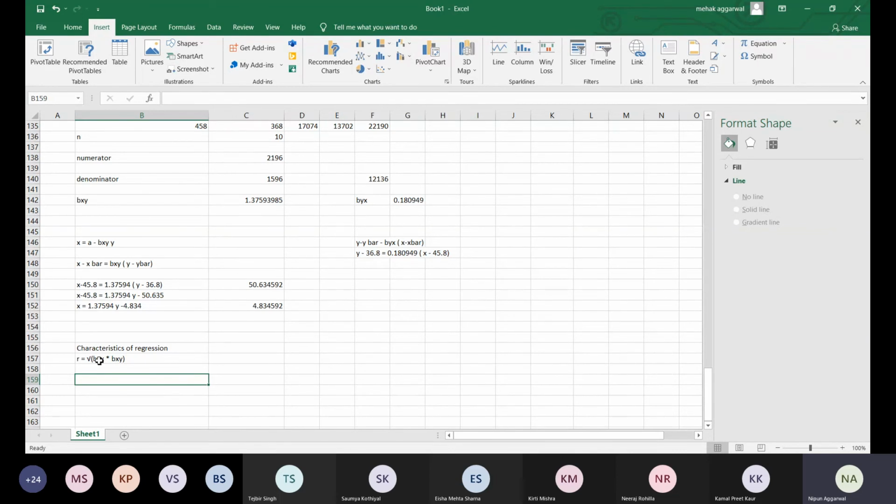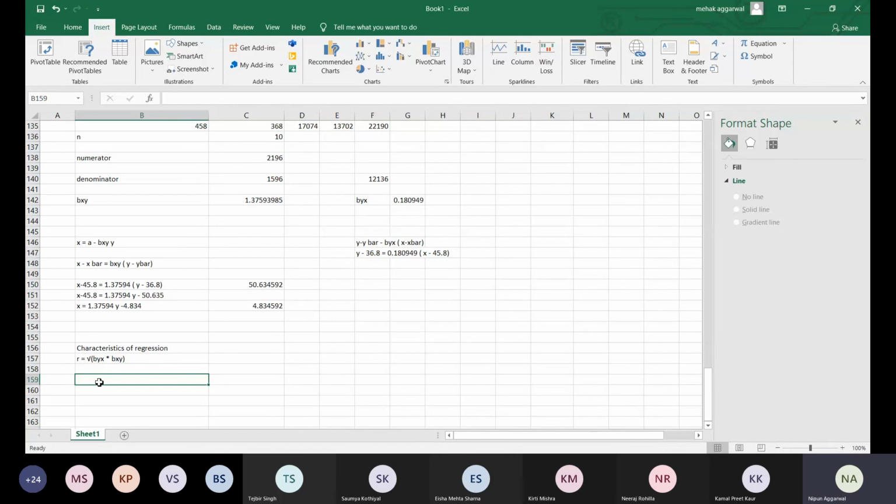It is not possible that when you calculate the regression coefficients, one comes out positive and one comes out negative. If one is positive and the other is negative, that means you have made a calculation mistake in that question. So either both are positive or both are negative. That is the first characteristic.